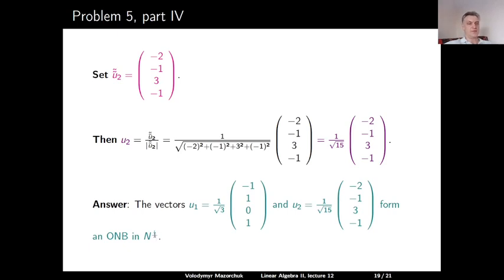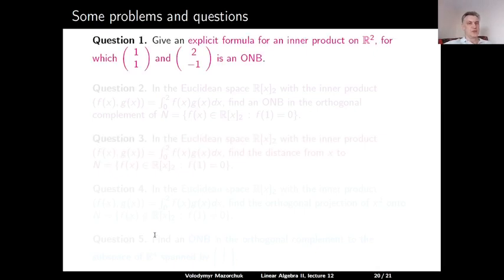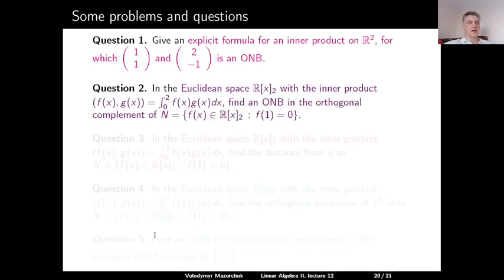This completes problem 5. Some additional problems and questions. Question 1. Give an explicit formula for an inner product on R2 for which (1, 1) and (2, minus 1) is an orthonormal basis. Question 2. In the Euclidean space of polynomials of degree at most 2, with the inner product given by the product between f and g as the integral from 0 to 2 of f times g dx, find an orthonormal basis in the orthogonal complement of the space N consisting of all polynomials which have value 0 at the point 1.